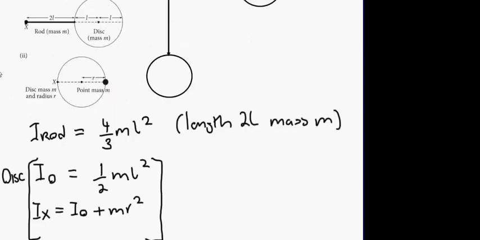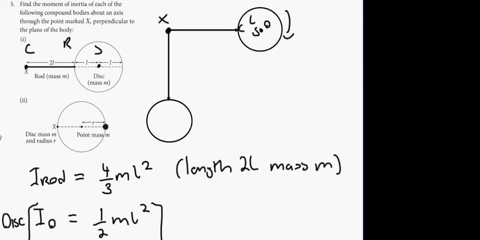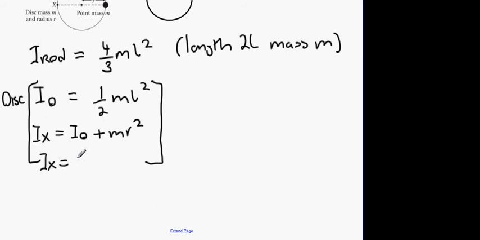Now, r is defined as the distance from one axis to the other, because they're parallel to each other, but there is a distance between them. This is what we call r. Now what is r? It's 3L, isn't it? 2L going across and 1L for the radius. So Ix equals I0, which is a half mL squared, plus m times 3L squared. Put that in, add them together, and you get 19/2 mL squared.